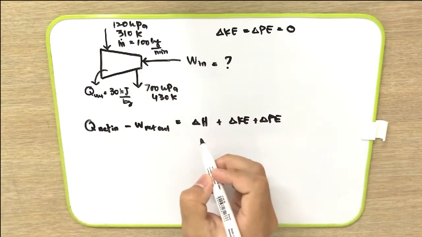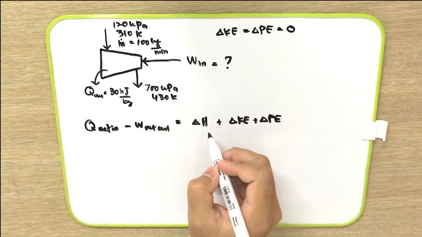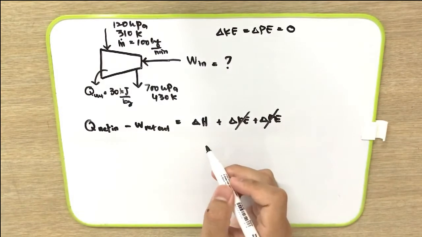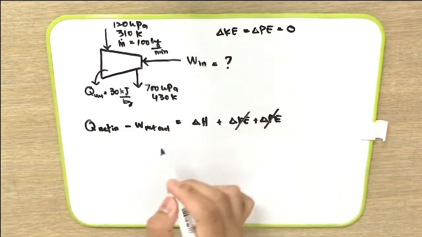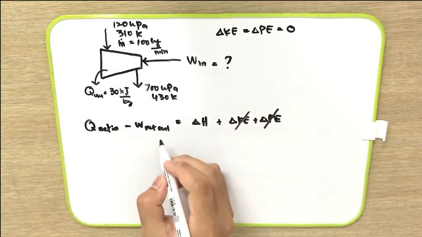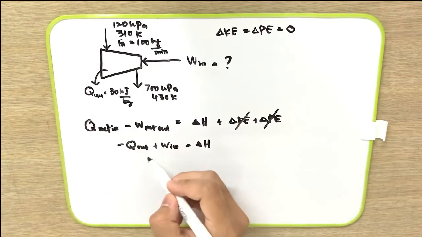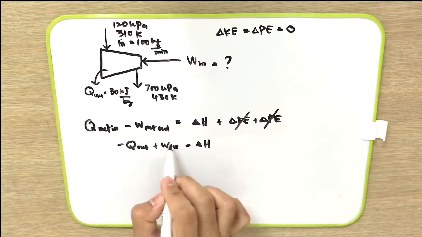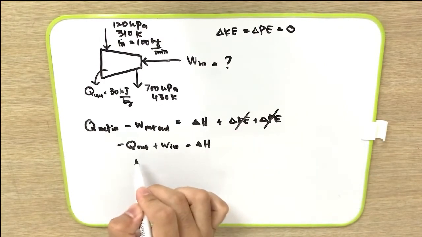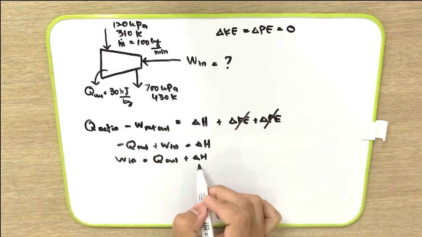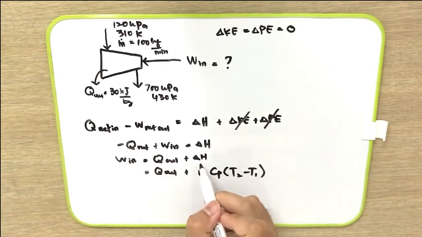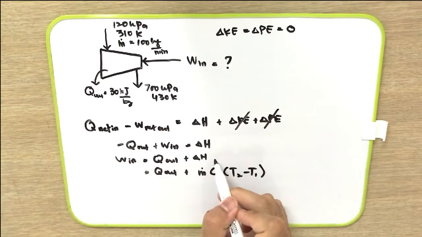By using the first law of thermodynamics for open system, we have to neglect KE and also PE. Then we have to find the power input, which is W. So we simplify, we will get negative Q out plus W in is equal to delta H. Because we want to find the W in, we rearrange this equation until we get this. Then we expand this equation. Usually, delta H is equal to m(H2 minus H1).